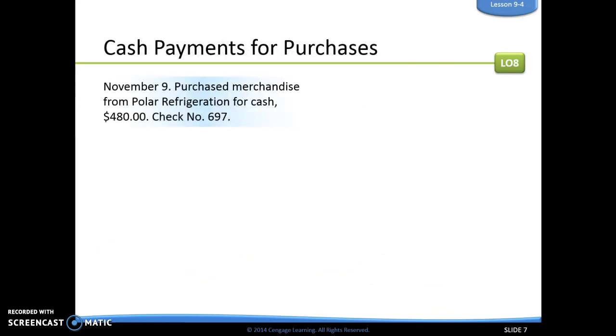November 9th, purchase merchandise from Polar Refrigeration for cash, $480, check number 697. Now, do not get confused with this one, because before we were looking at when we purchase merchandise, we put it into our purchases journal. However, the only thing that goes into our purchases journal is when we purchase merchandise on account. In this case, we are paying cash for that merchandise. Whenever we pay cash, no matter what we are buying, it goes into our cash payments journal.